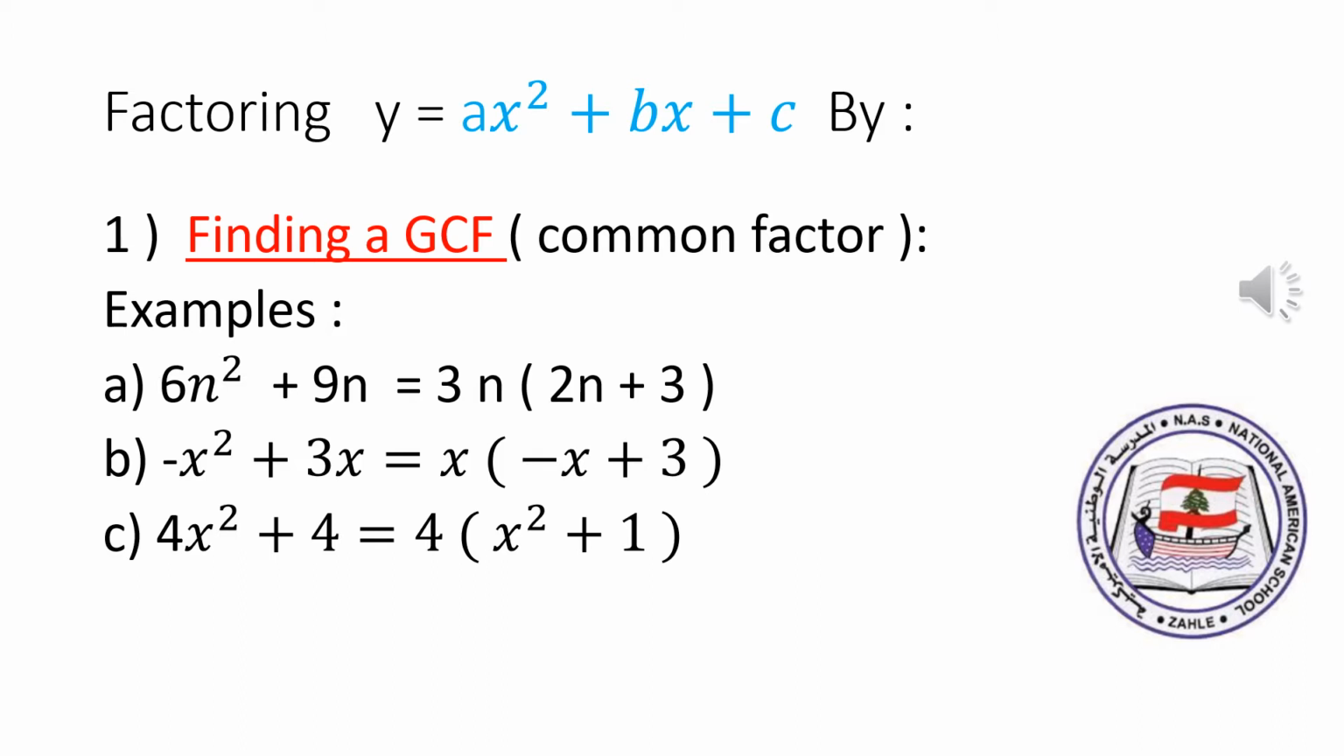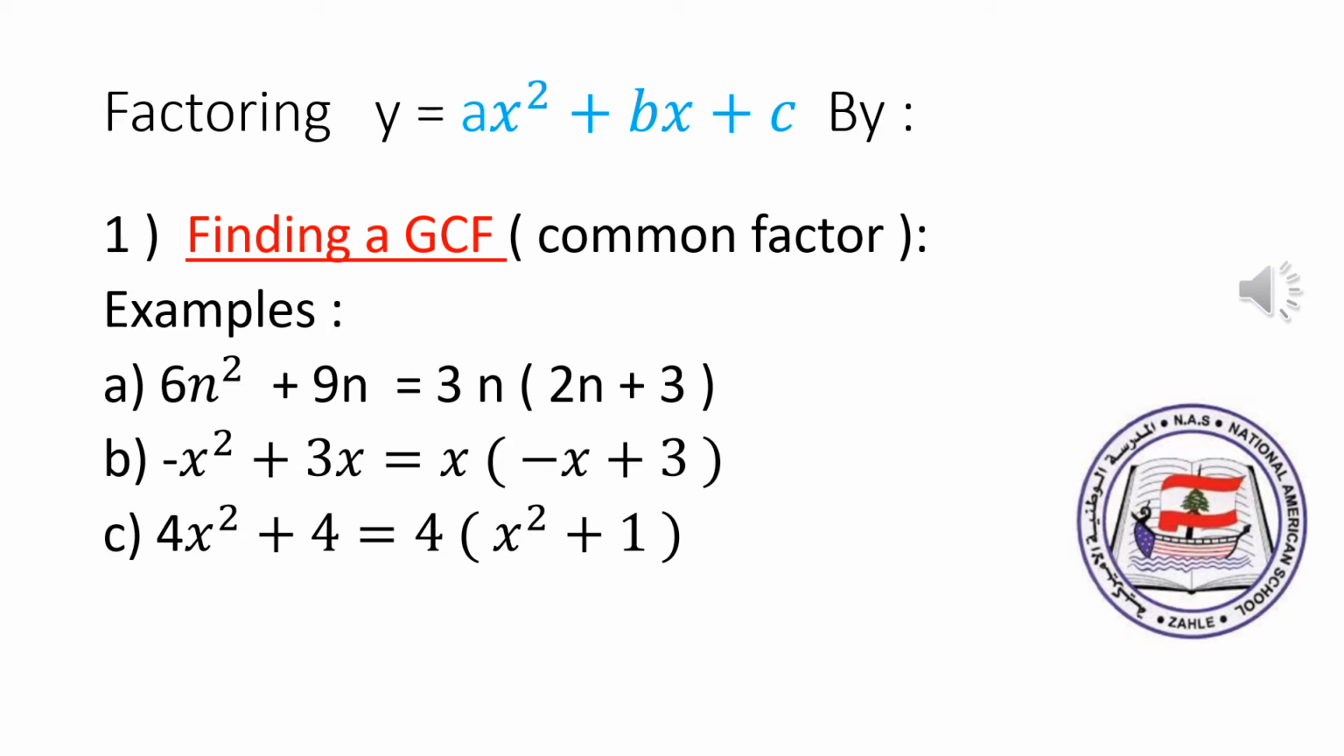What do we mean by an incomplete quadratic expression? When the expression contains only ax squared plus bx or ax squared plus c. So example 1, if the expression is 6n squared plus 9n, we have a common divisor between 6 and 9, which is 3, and a common variable with the least power, n. So the factorized form will be 3n into 2n plus 3.